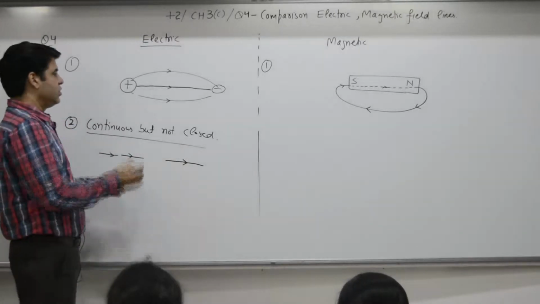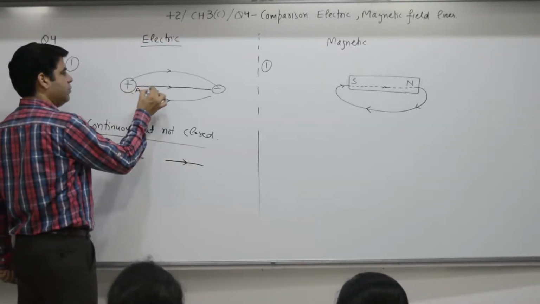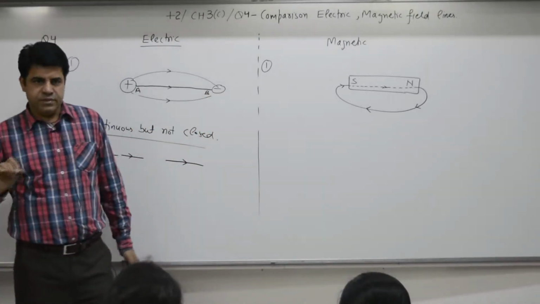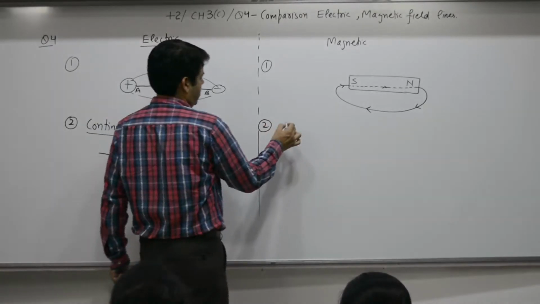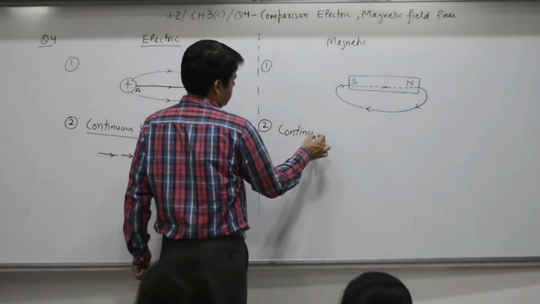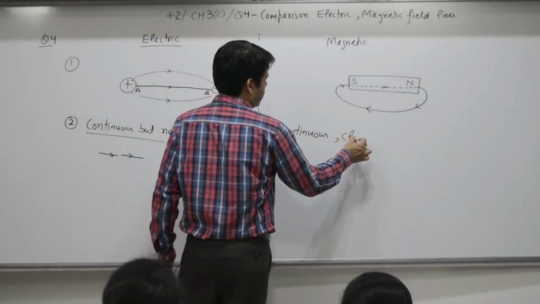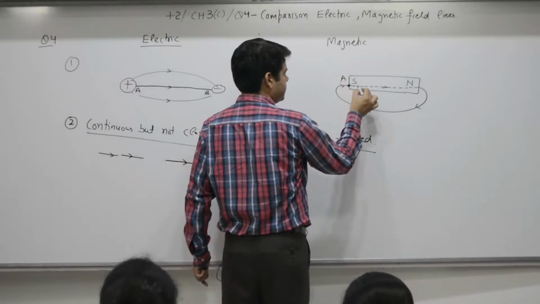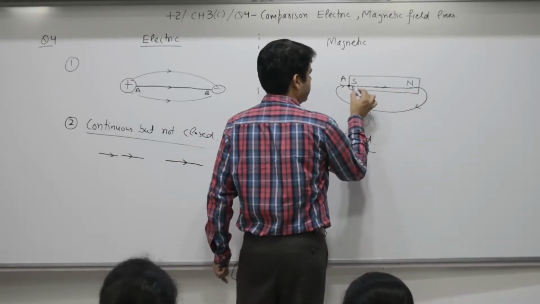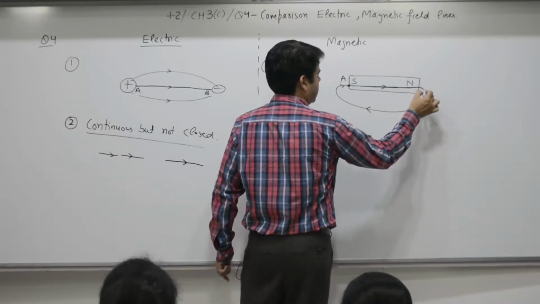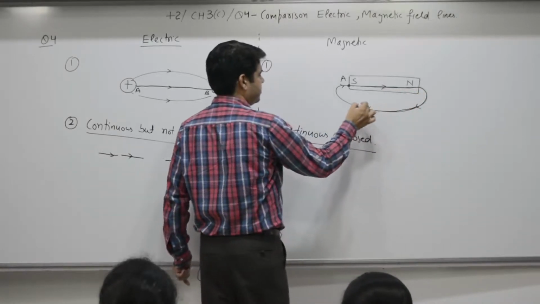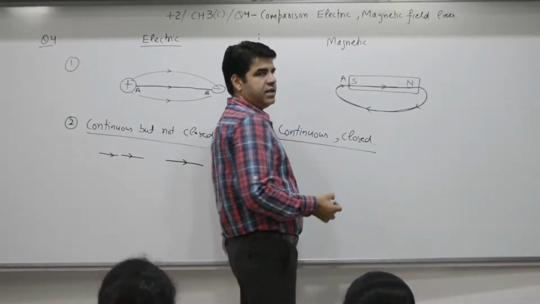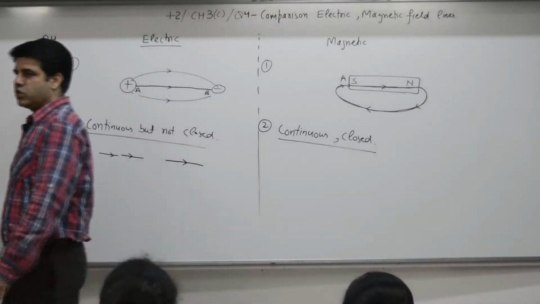Continuous but not closed. You start from point A, keep on moving, and you end up at point B. You are not coming back to the same point A. What about this one? They are continuous and closed. How? I will start from A. This is how you can draw it. Keep on moving, come back to the same position. So you start from A, end up at A. So it is continuous and closed.